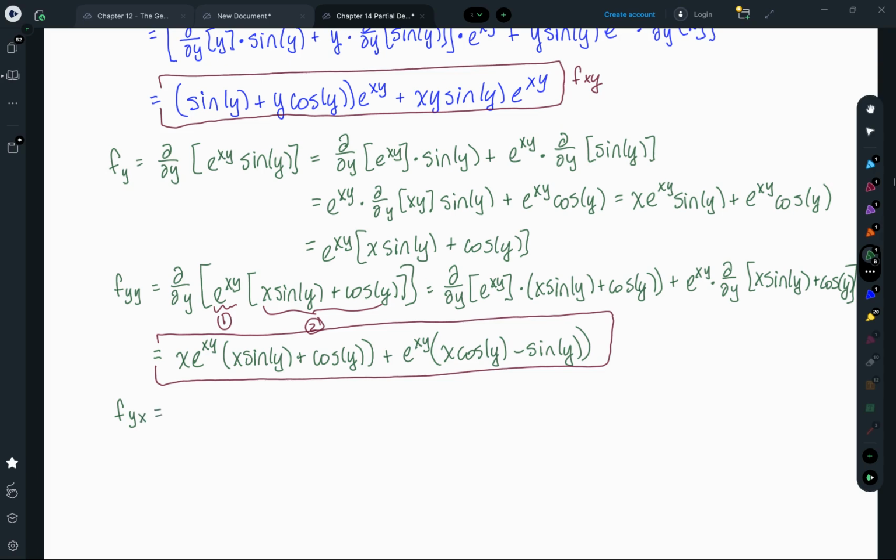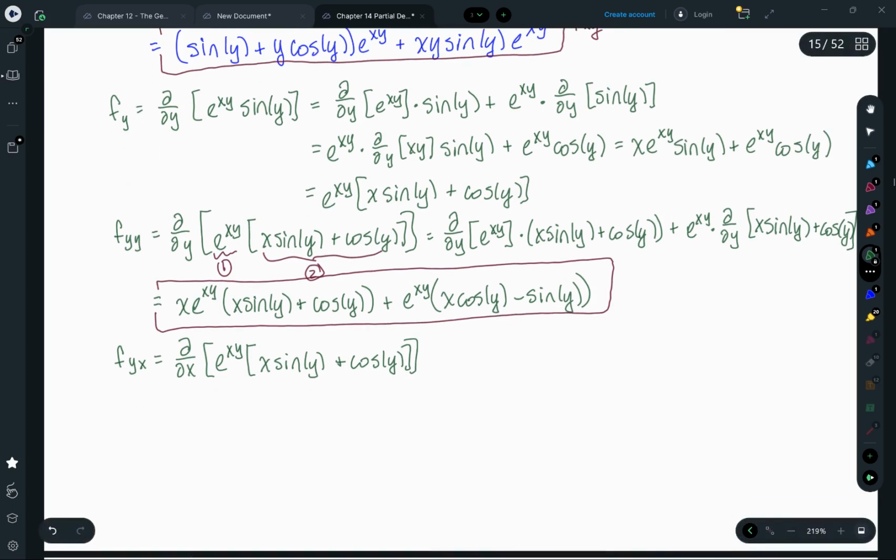Now this is going to require us to take del x of our original f sub y. So we're taking del x of e to the xy times x sine of y plus cosine of y.